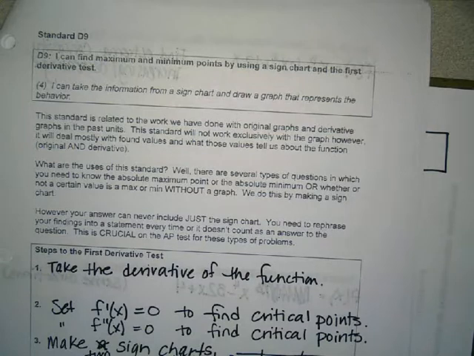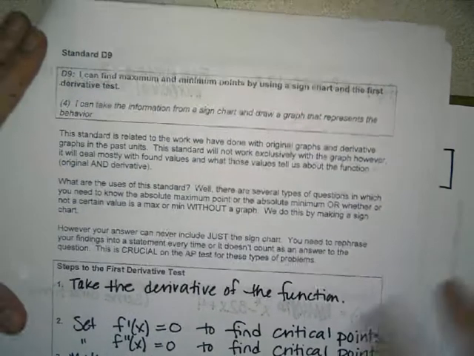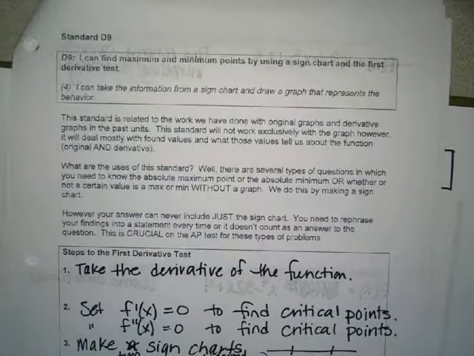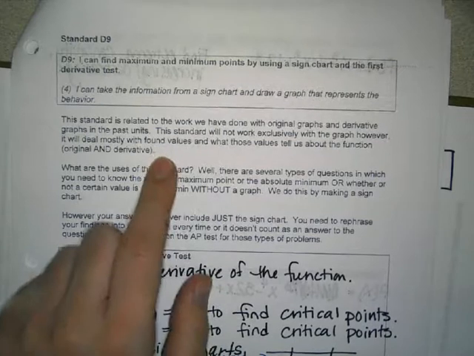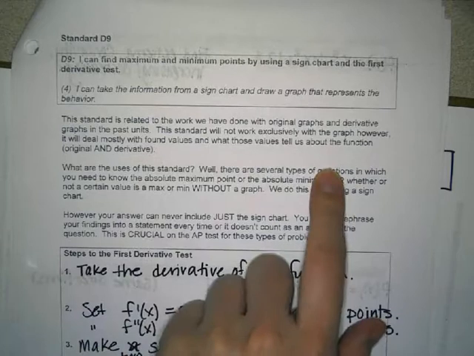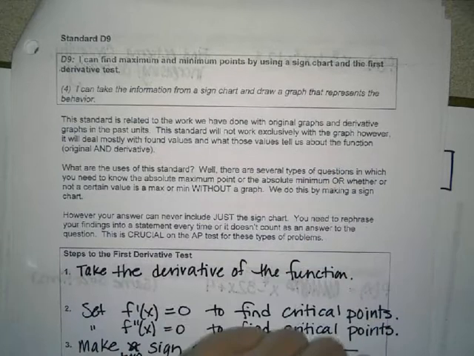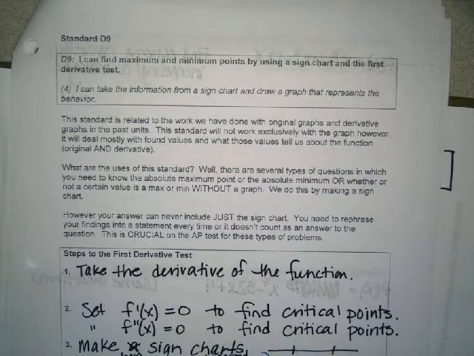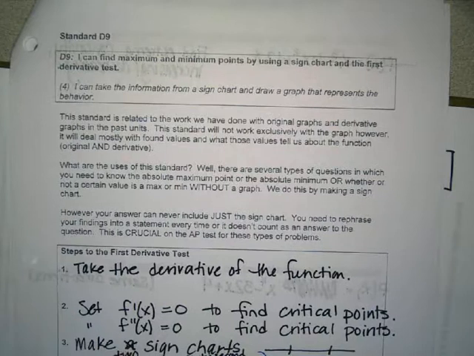D9, we're using some of the techniques that we've learned throughout the rest of the standard to work with the graphs again, but in a different way. The standard is related to the work we've done with original graphs and derivatives. However, we're not going to work exclusively with the graphs like we did before. I'm going to basically give you the function, and instead of graphing it, we're going to be able to tell things about that function based on values from the derivative.